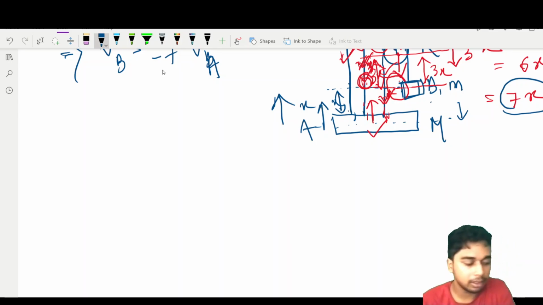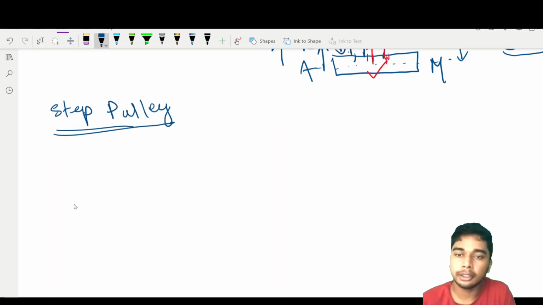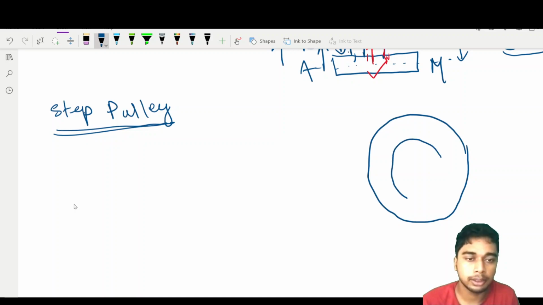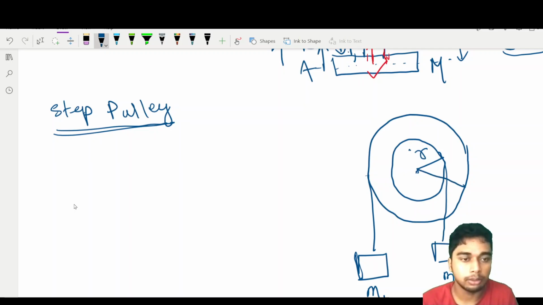Let's talk about the step pulley format. Step pulley formats are much easier than this one. For example, if I consider this is a pulley, a bigger one, and there is another pulley inside the pulley, and there is a block. I am connecting this one here. For example, this block is a mass m1 and here is another block m2, and the radius of this one is small r and this one is capital R.